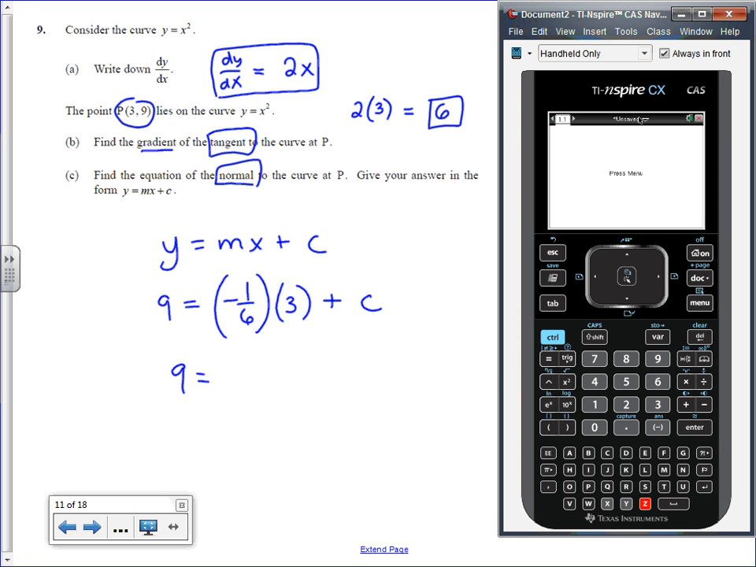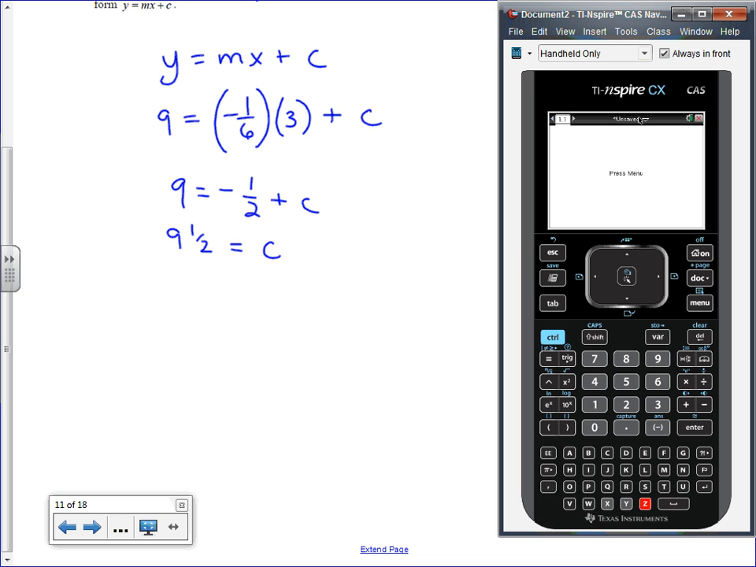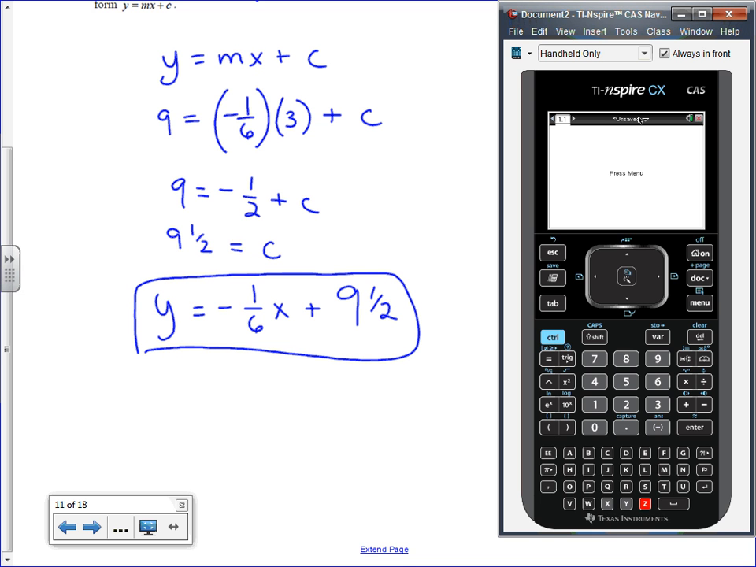So simplify this and solve for c. Let's see, -1/6 times 3, so 9.5 is c. And so you can write your normal equation as y equals -1/6 x plus 9.5, or some version of that, 19/2, whatever works for you. Okay?